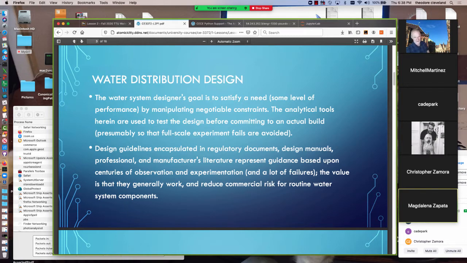We apply analytical tools in this process, in particular for this discipline, hydraulic models, and we use that to test our design before we commit to actually building it. Now these tests in the computers are approximations of whatever real network we're going to build, but those approximations provide us the ability to evaluate whether our design is going to be terrible or adequate. That's about the best you can get out of a model.